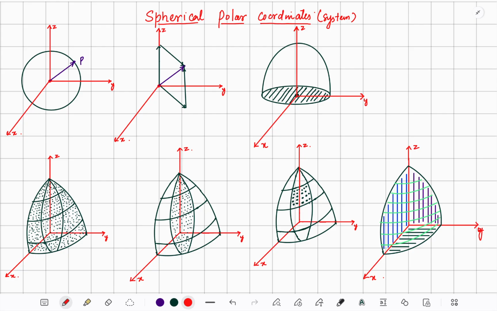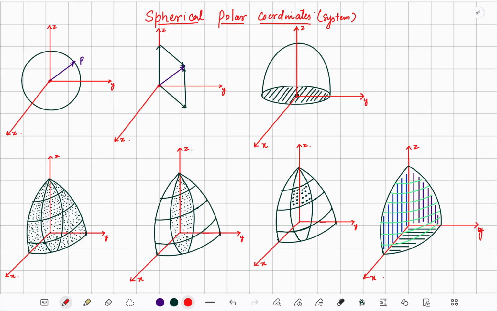Then we'll find how to write a given vector in terms of the spherical polar coordinate system. Then we'll write the area element, how the different areas are written in the spherical polar coordinate system. This will be my plan for this video. Then we'll write the unit vectors of the spherical polar coordinates, that is r cap, theta cap, phi cap, and then we'll convert a vector from a given Cartesian coordinate system to the spherical polar coordinate system.